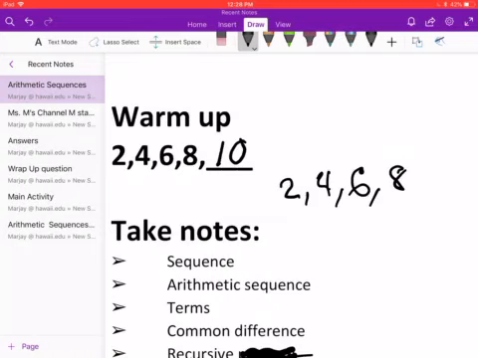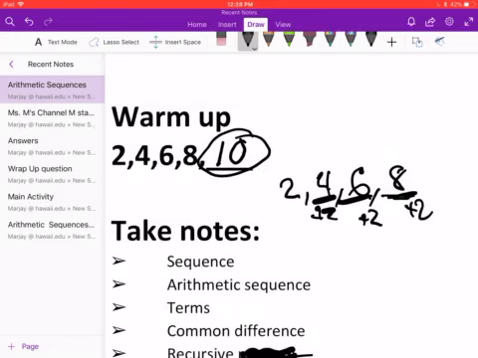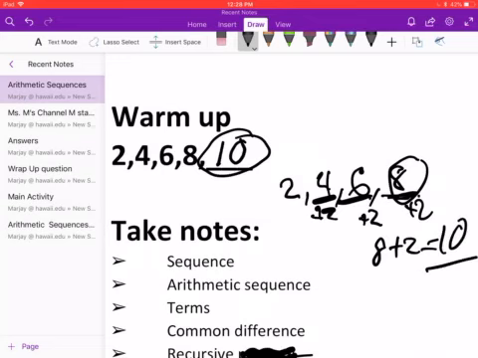So we added 2 to get the next number, and then add 2 again to get the next number, and then add 2 again to get the next number. So to get this missing number here earlier, we need to add 2 to the previous number, such as 8. So 8 plus 2 will give us 10. That's why we got this number here. Okay?